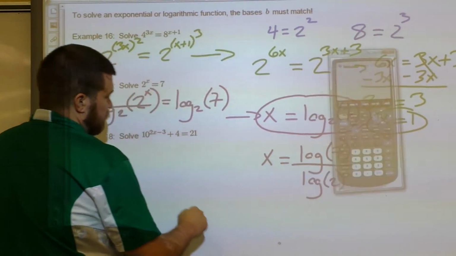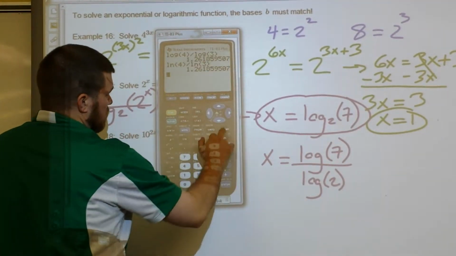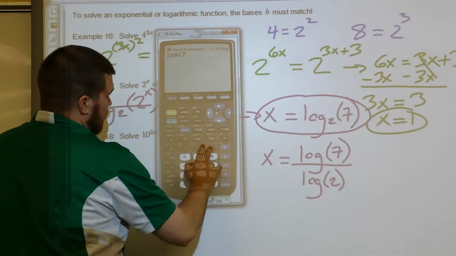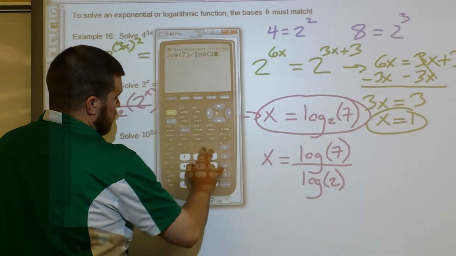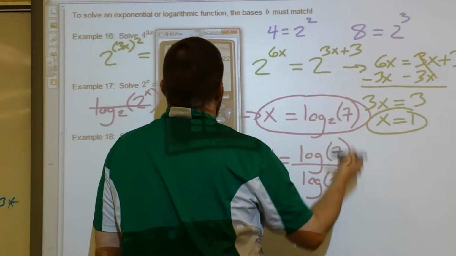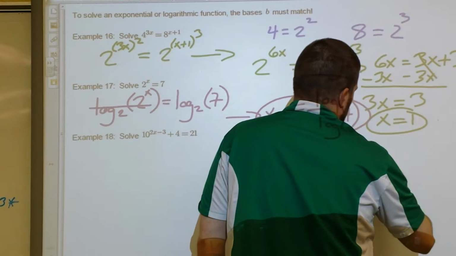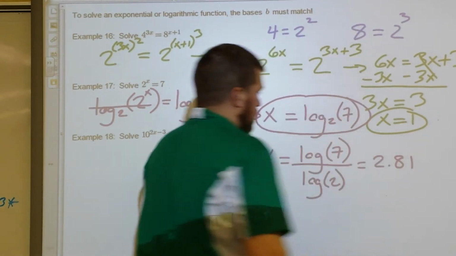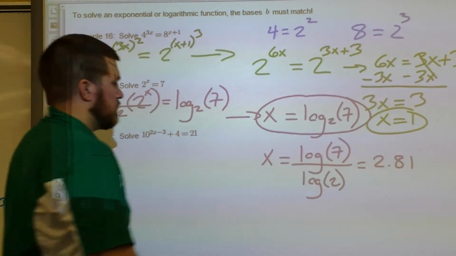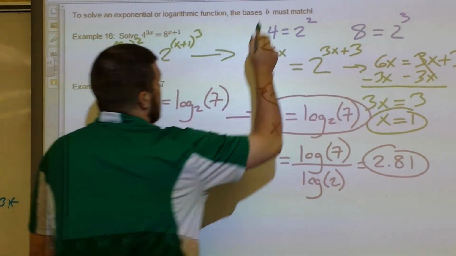So let's do that. Log of 7 divided by log of 2. And so this decimal, my x, is approximately 2.81. Okay? So whatever you want. Alright, and then the last one, let's do that problem in red.